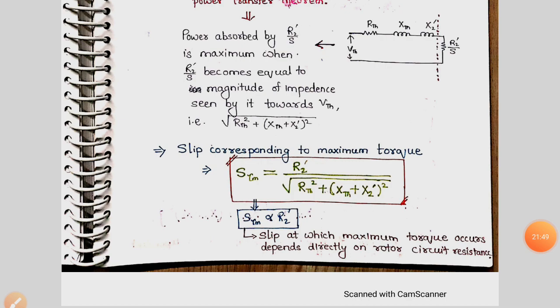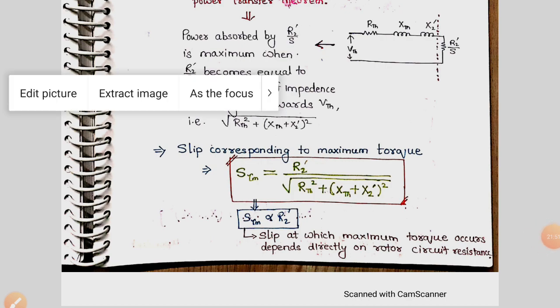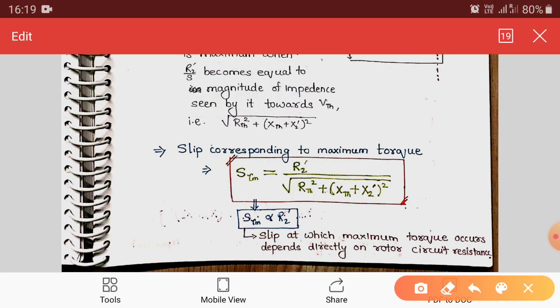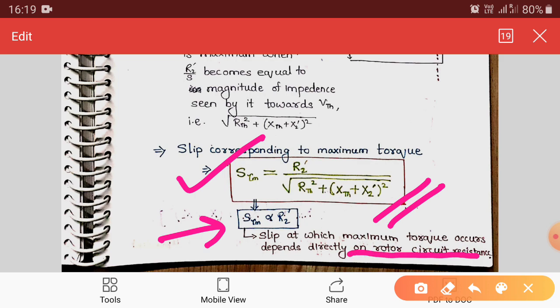So the slip corresponding to maximum torque can be obtained using the above condition itself. This is very important. Questions are asked in exams directly from this. So the slip at which maximum torque occurs is equal to R2' upon the square root of (RTH² + (XTH + X2')²), and we can see that the slip at which maximum torque occurs depends directly on the rotor circuit resistance.